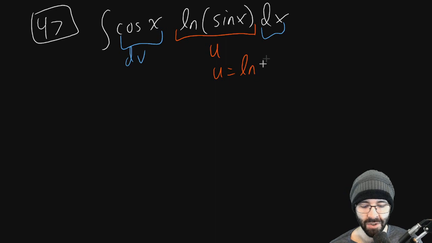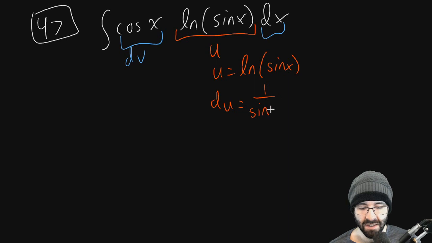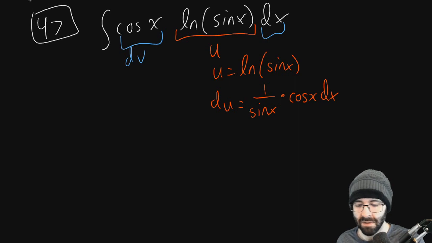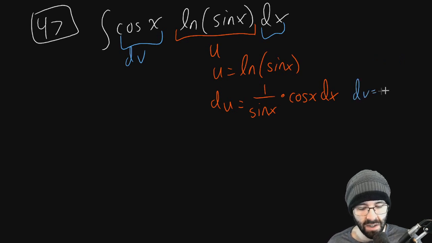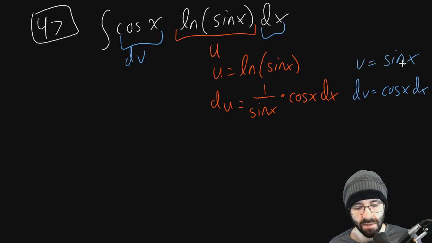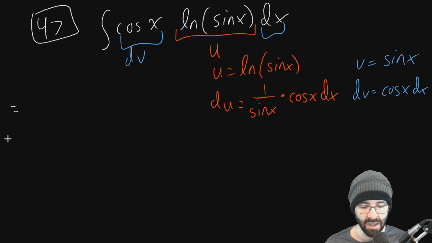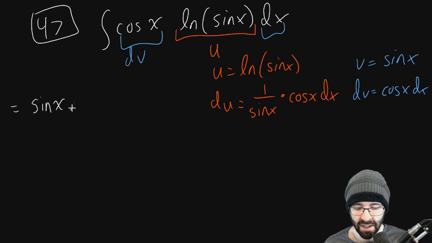So u is going to be the natural log of sine of x. du will be 1 over sine of x, chain rule, cosine of x dx, that's cotangent. dv is cosine of x dx. Its antiderivative is sine of x. Integration by parts says that we get u times v, which is sine of x times the natural log of sine of x, minus the integral of v du, which is sine x divided by sine x.